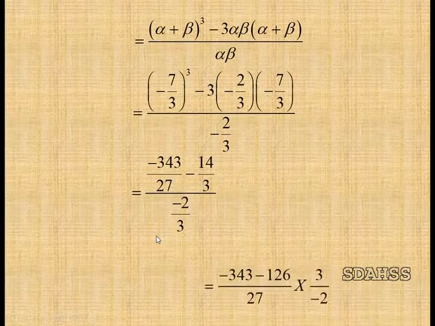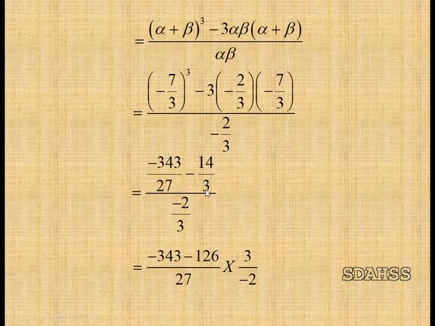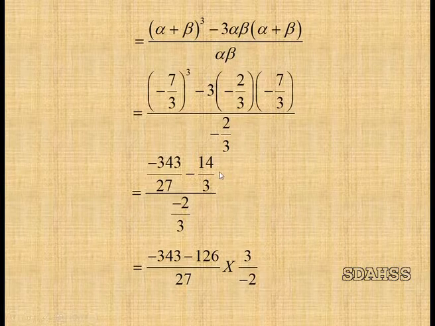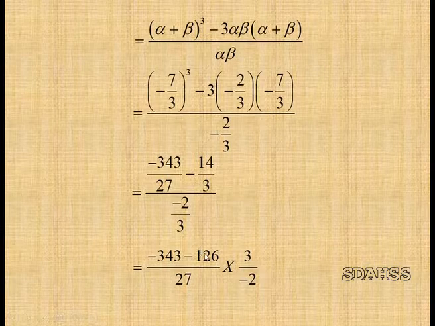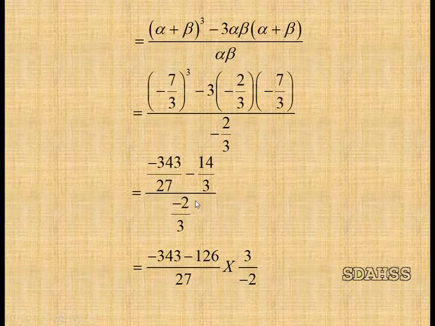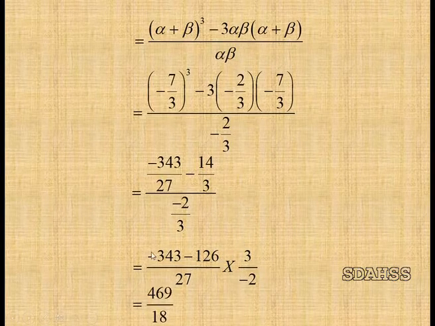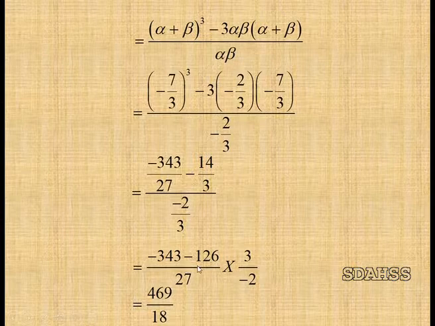Take the LCM, 27 is the LCM. Then -343 - 14/3 into 27. So cancel by 3, and you have 14 into 9. 14 into 9 means 126. So -343 - 126 divided by 27. Take the reciprocal: -2/3 becomes 3/-2. -343 - 126 is -469.